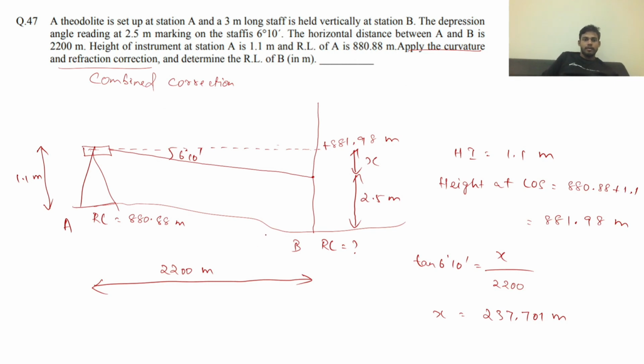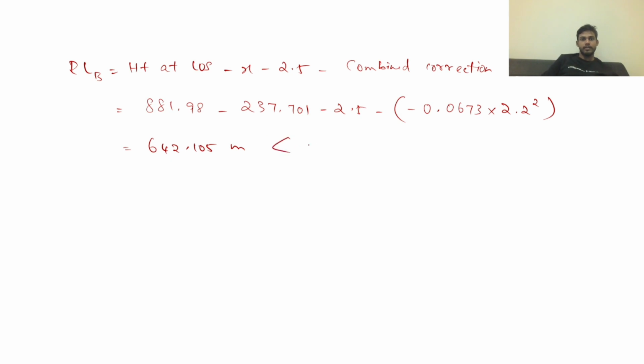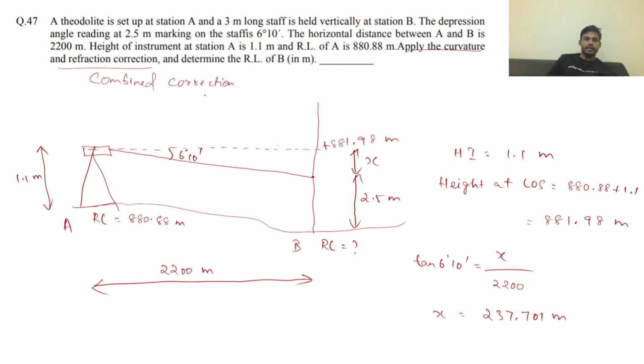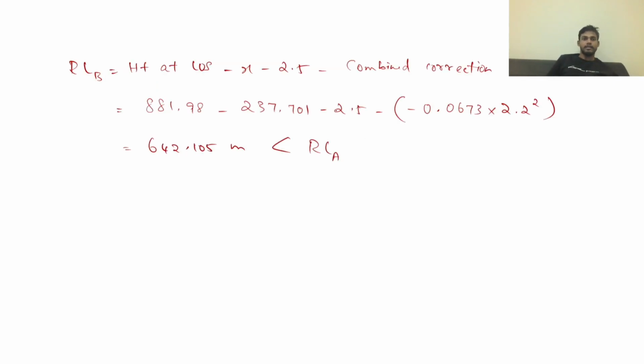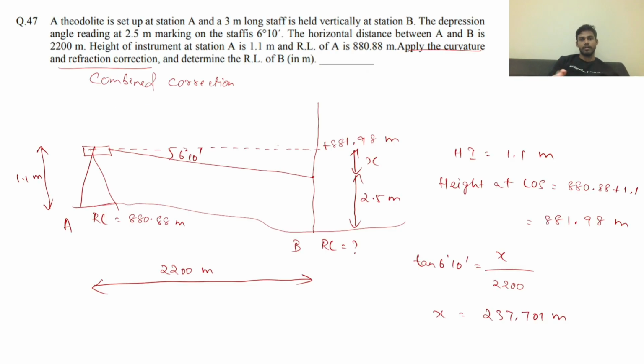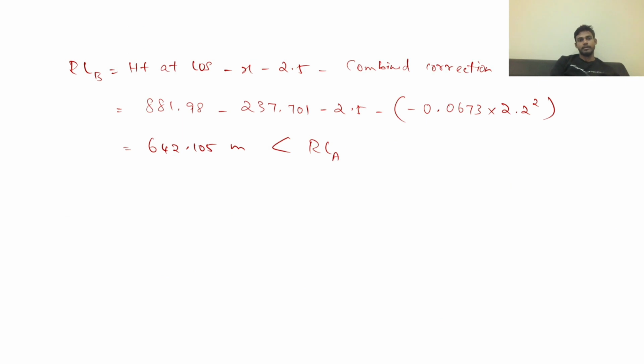And it is lesser than A, so it is lesser than RL of A. From the question itself, it is very clear that the height of instrument is just 1.1 meter, but the depression angle is made at 2.5 meter. So RL of B is lesser than RL of A, and we have derived the answer as lesser than A. From this, we can conclude that it may be the right answer. In the options, RL of B is lesser than RL of A, so it is very clear that we have arrived at the correct answer.